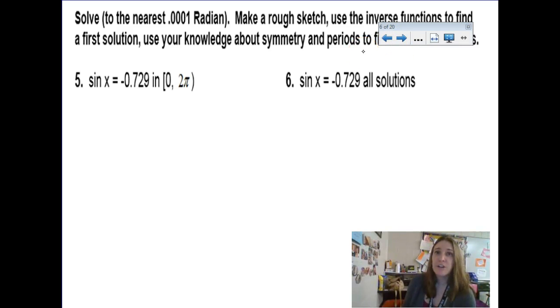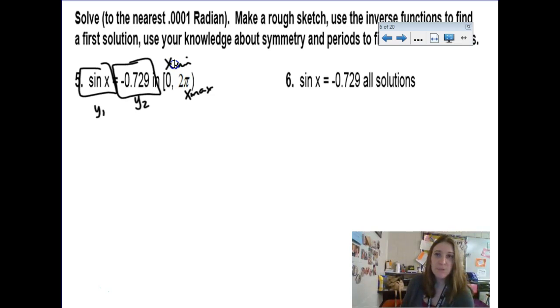All right, here, they're going to have you on your calculator type one side of the equation into y1. So we're going to type this guy into y1, and then this guy into y2. And we're going to set our domain, our x min and our x max, to 0 and 2 pi. So pause the video and get this all typed in.